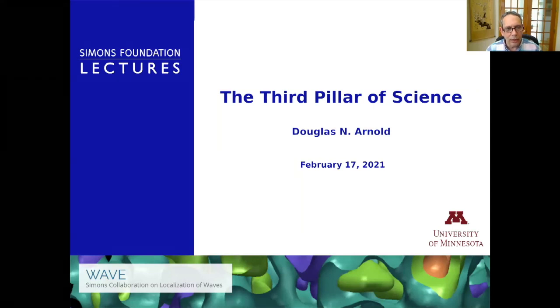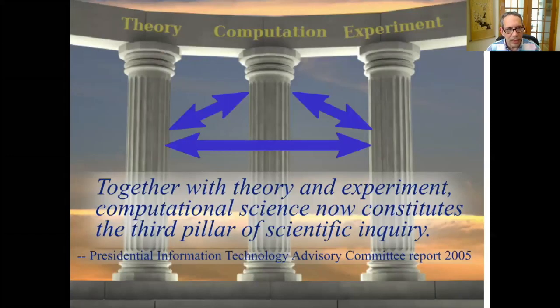So this title, The Third Pillar of Science, comes from a Presidential Information Technology Advisory Committee report from 2005. And this slide was actually taken from the presentation that we gave when we were competing for the grant for a Simons collaboration on the localization of waves. I'll read the quote. Together with theory and experiment, computational science now constitutes the third pillar of scientific inquiry. Think about that for a minute, how momentous that is.